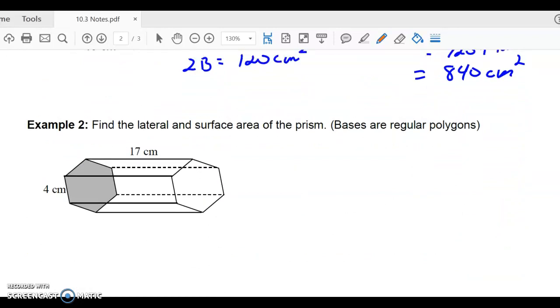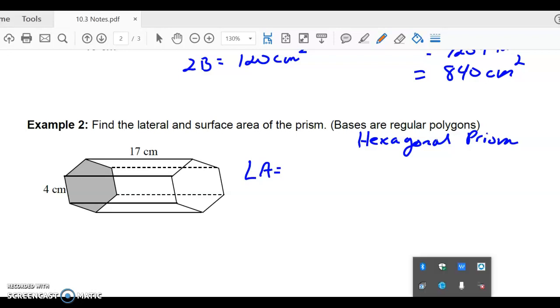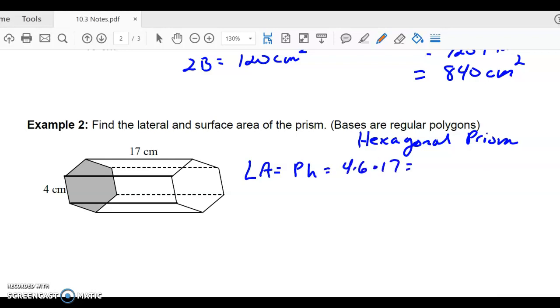So example 2, find the lateral and surface area of the prism. The bases are regular polygons. So we have a hexagon. So this is a hexagonal prism. The lateral area, remember, is equal to the perimeter of the base times the lateral edge. So the perimeter of the base times the height, and the perimeter of the base is 4 times 6, and the height is 17. So that would be 408 square centimeters.